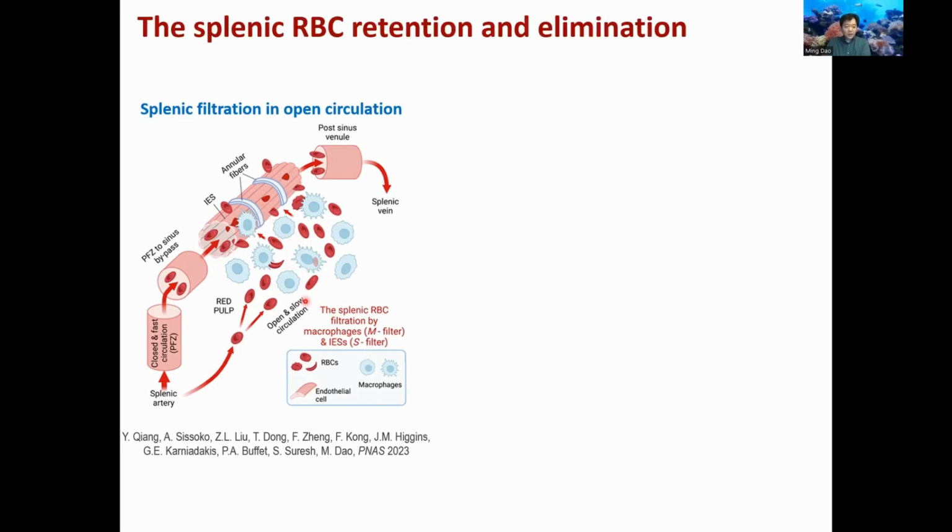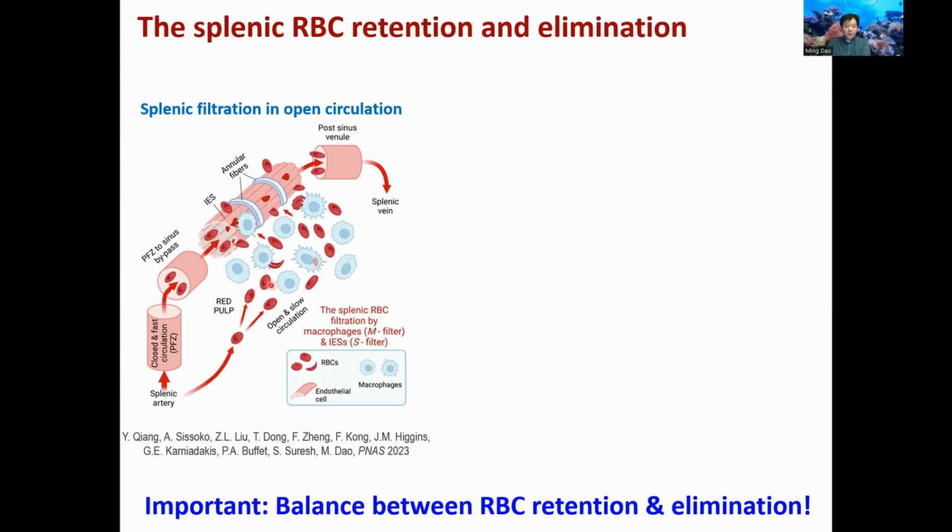So in a sense, we need to actually study the balance, how fast these retained red cells can be cleared. If these incoming cells continue to come in, and those retained cells cannot go through the slits and back into circulation, and if they're retained, they cannot be eliminated by macrophages fast enough, then there's going to be some sort of congestion. So the balance between RBC retention and elimination would be very important.